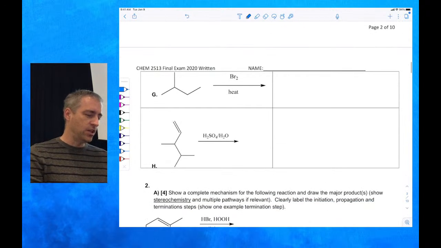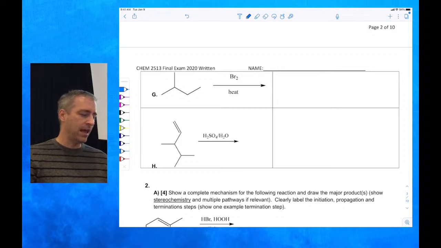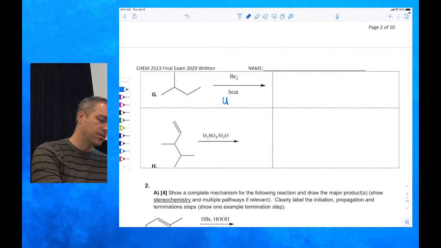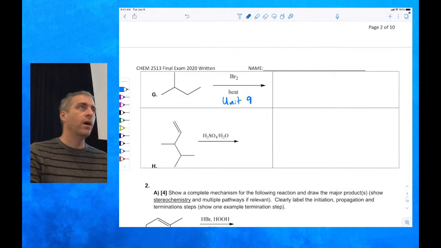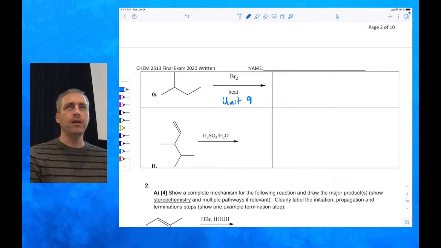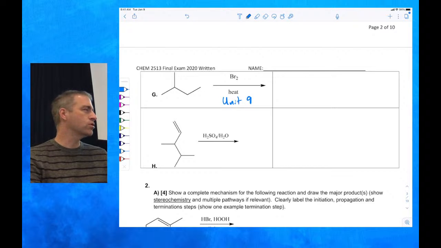Next one, G. You have an alkane and you're reacting it with Br2 and heat. So this is a unit 9 reaction where we do radical halogenation. And we said that bromine, when it does radical halogenation, is fairly specific for tertiary CHs, which we sometimes call methines. If it's a CH, it's a methine. CH2 is a methylene, and CH3 is a methyl.